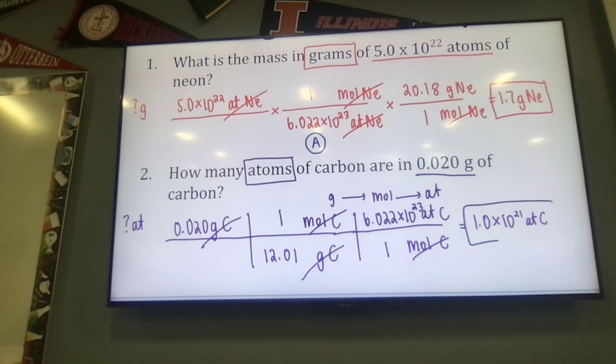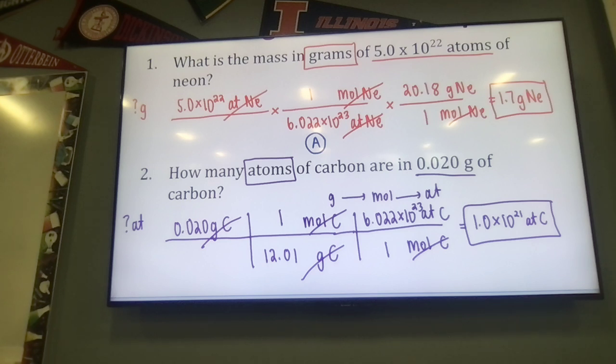So again, if you had a tiny little speck of pencil lead, like as you're writing right now, just imagine the tiny little speck that you just put on your paper to draw a dot. That's probably about 0.02 grams. In that little dot, there's 1 times 10 to the 21st atoms of carbon on your paper right now, if you're writing in pencil. And that's kind of what you're doing here, talking about how many are there.